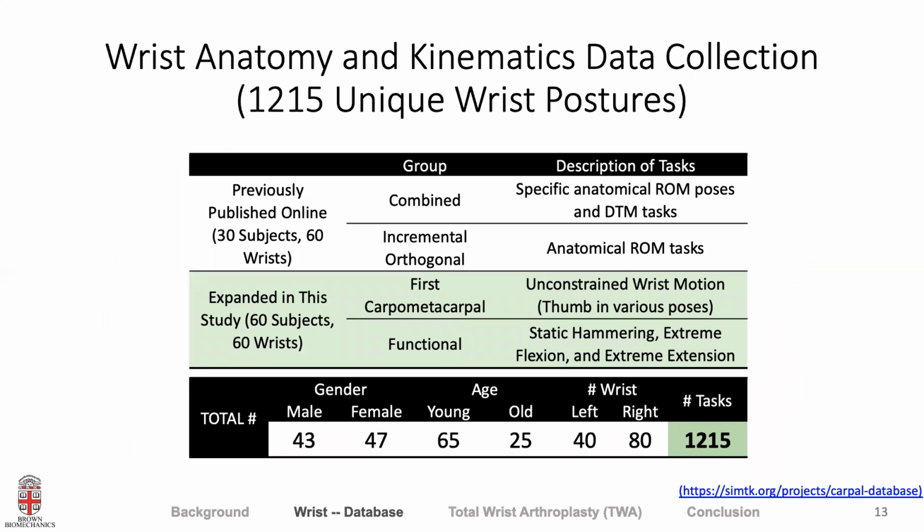So to check this in vivo, I assembled a large database of carpal bone kinematics that our team has acquired in the last 20 years. Our database has 120 studied wrists from 90 subjects, and about 1,200 wrist postures. The database, excluding the CT scans, is uploaded on the SimTK website.